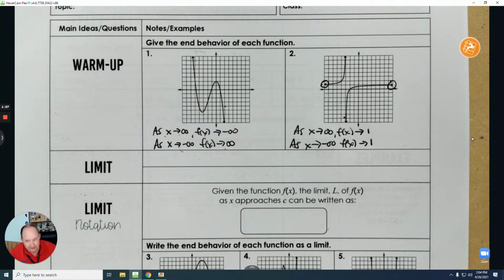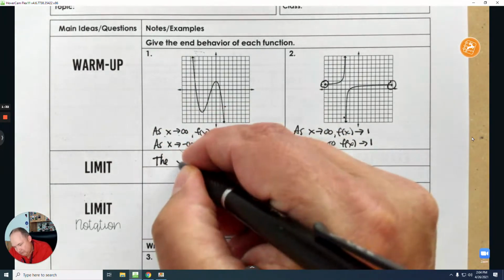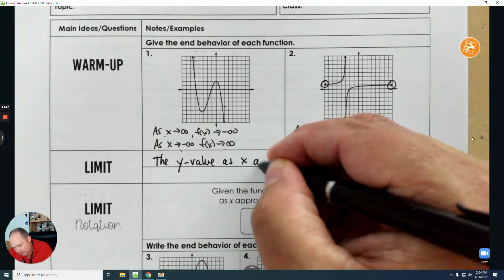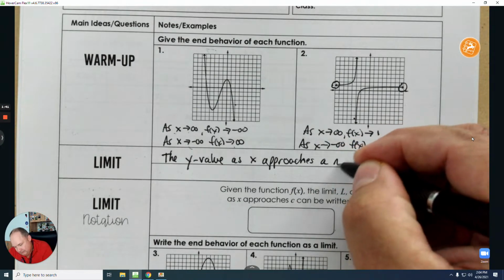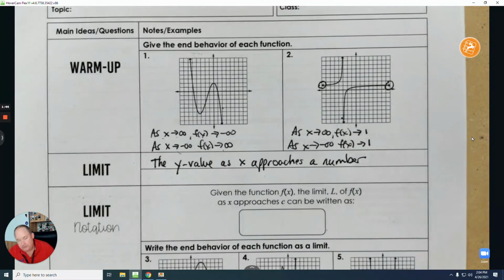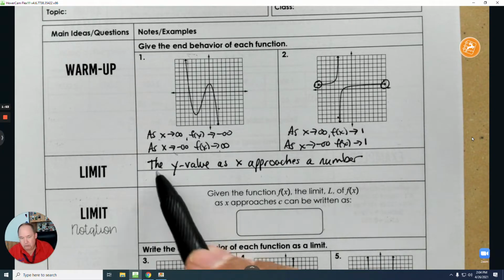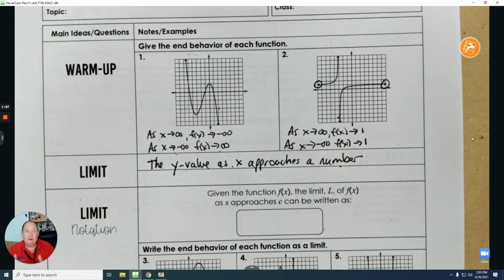So what is a limit? It's the y value as x approaches a number. And so the idea of approaching rather than equals is a big concept in calculus. So what's the y value as x approaches a certain number? What's the y value it's approaching rather than what it's equal to?